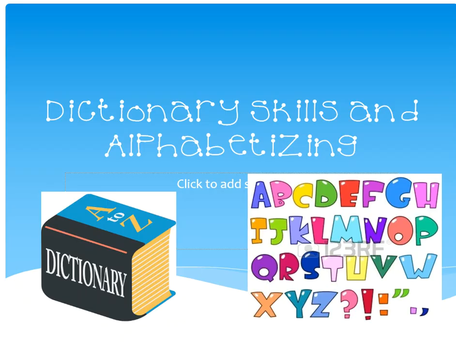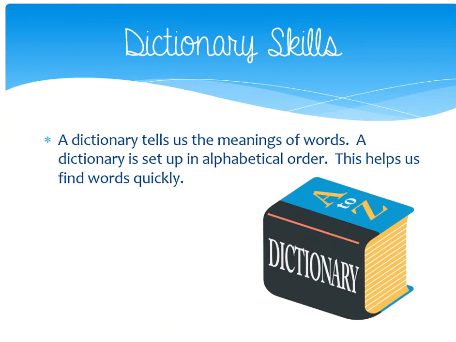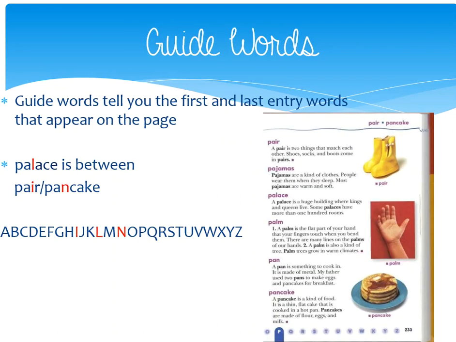Dictionary skills and alphabetizing. A dictionary tells us the meaning of words. A dictionary is set up in alphabetical order. This helps us find words quickly. Now, what are guide words? Guide words tell you the first and last entry words that appear on the page.